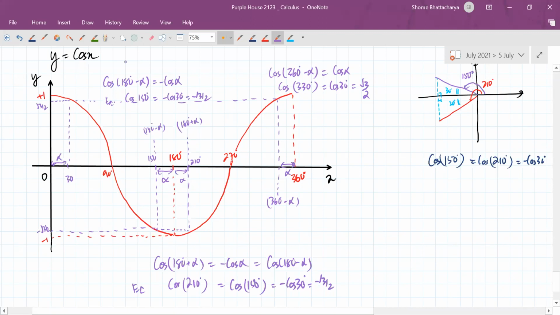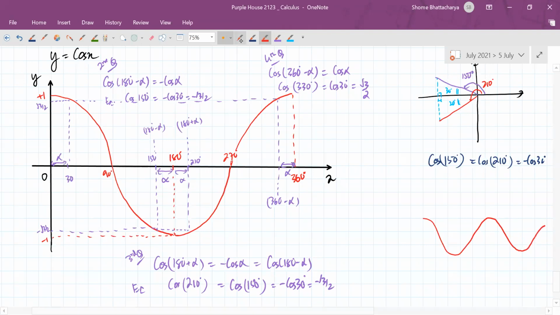So this is your second quadrant formula. This is your third quadrant formula. And this is your fourth quadrant formula. And you can see how the symmetry is working out in the graph of cos also. So cos is also like a wave-shaped graph. Keeps going up and down like this.